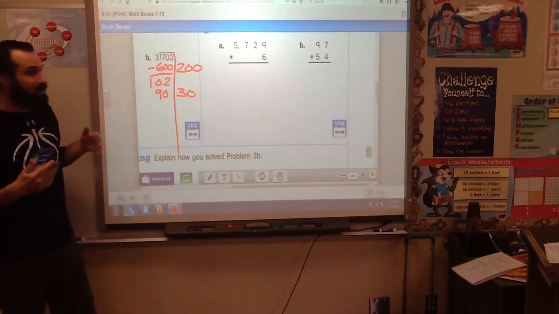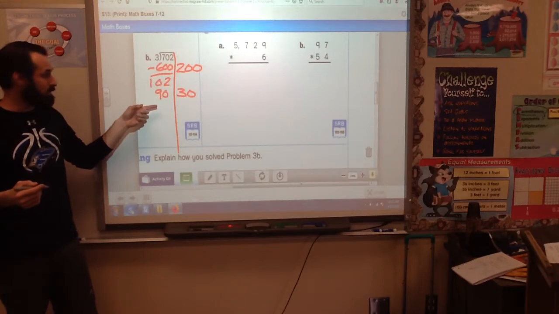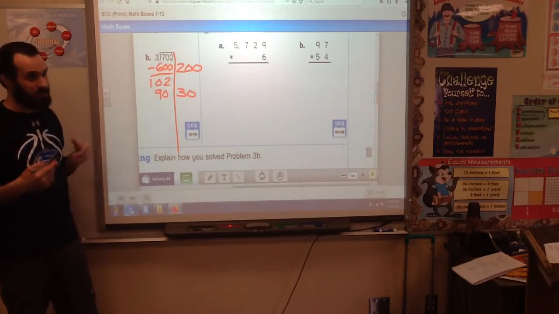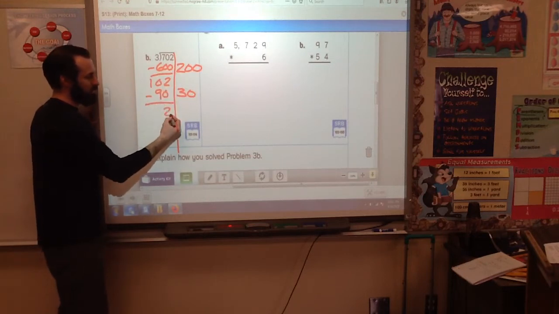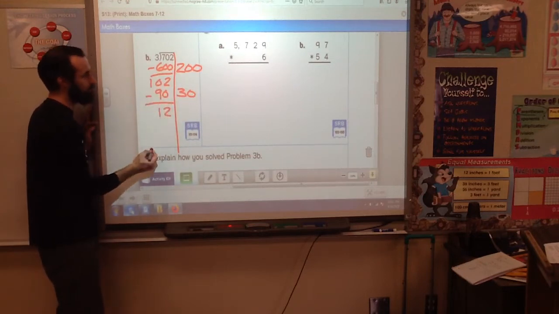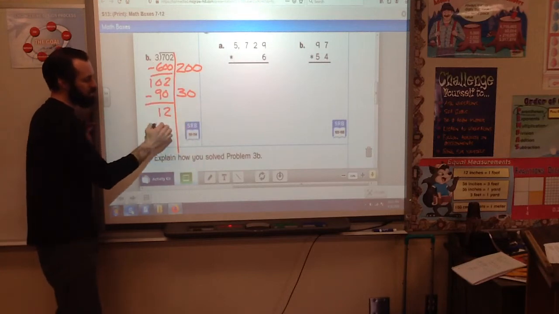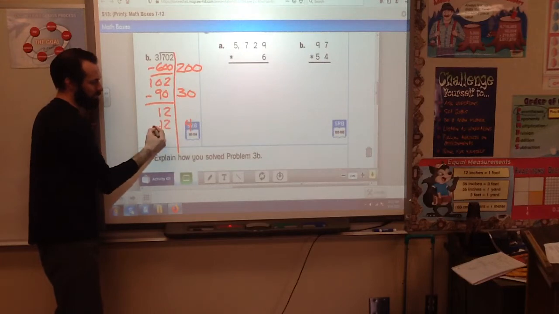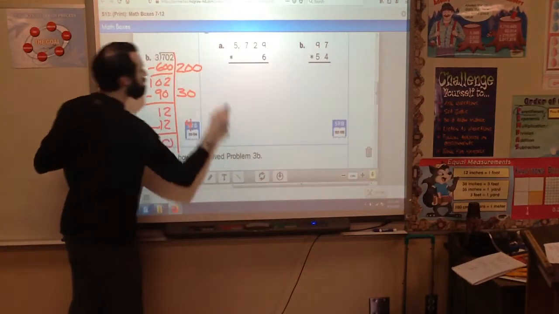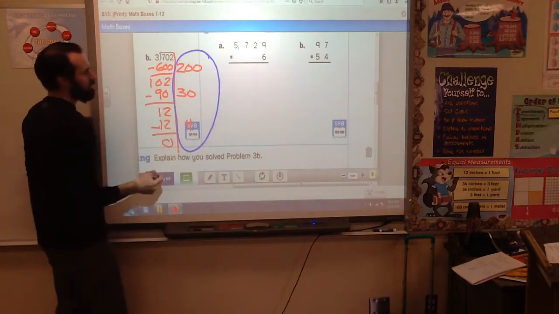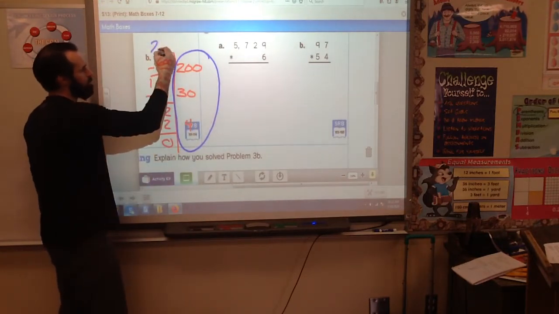Now that makes sense if you think about it. 3 times 30 is 90. That's about as close as I can get to. That's pretty close to 102. And I subtract. 2 minus 0 is 2. 10 minus 9 is 1. 3 times what is 12? 4. 3 times 4 is 12. Then we subtract. Okay? When your remainder is smaller than your divisor, you are done. So your answer for this one was 234.